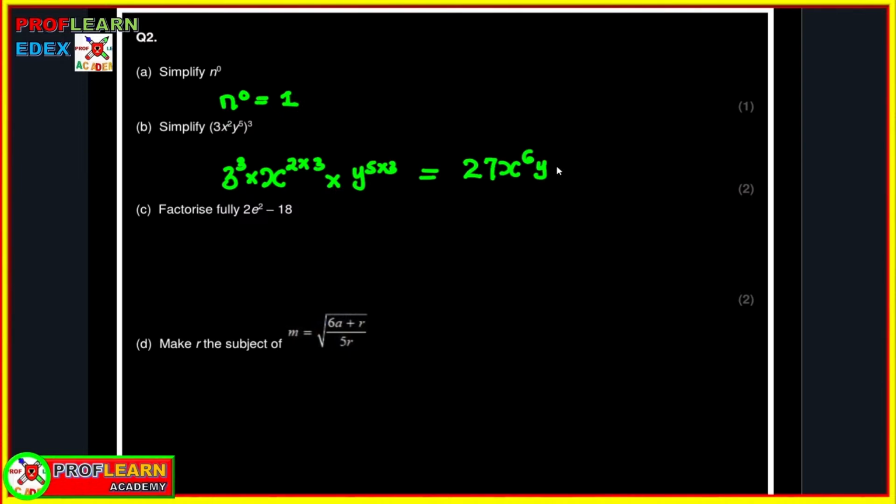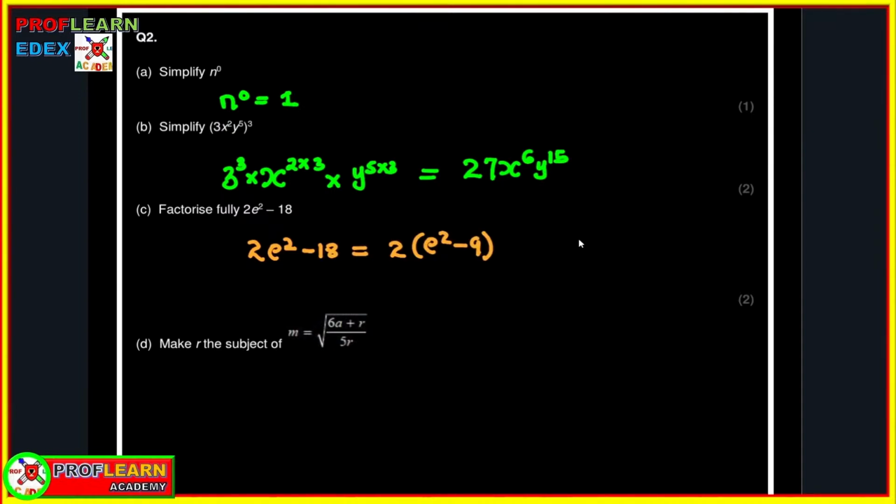Given x raised to power 6 and y raised to power 15. All right, so questions to do with factorization are also key. So you can see that here we can factorize 2 out, and we are going to remain with e raised to power 2 minus 9.